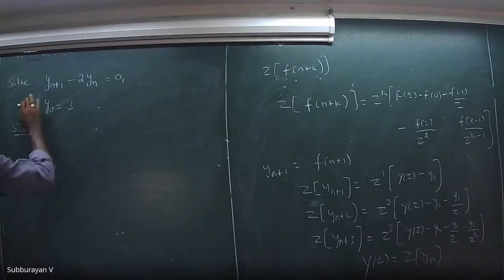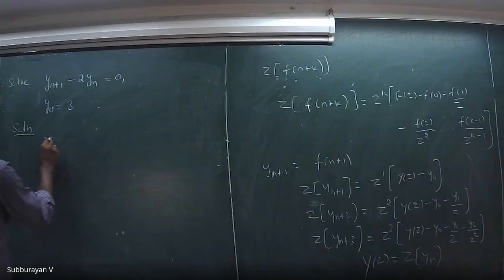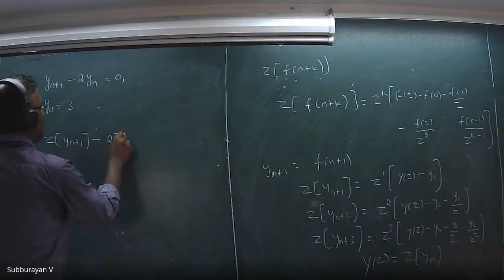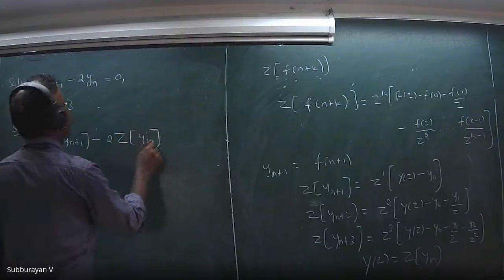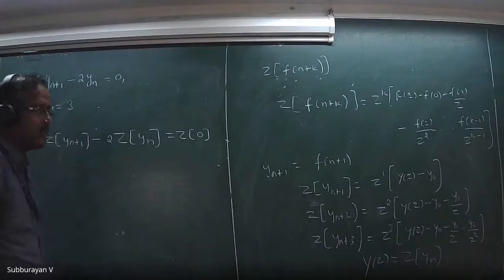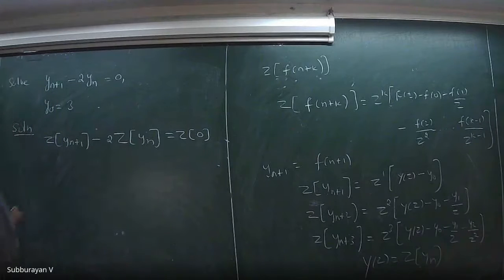Now apply the z transformation on both sides. That is, the z transform of y(n+1) minus twice the z transform of y(n) equals the z transform of 0. But the z transform of 0 is 0. Therefore the right hand side is 0.